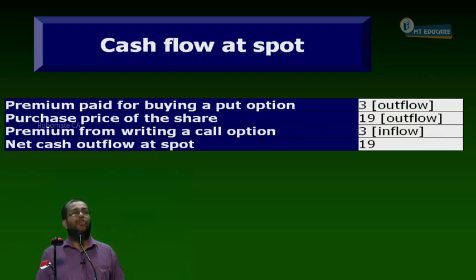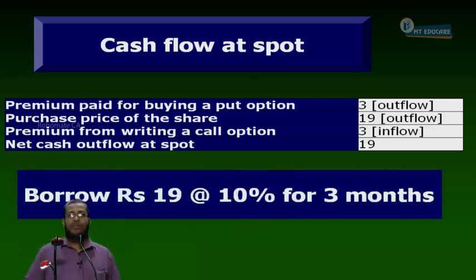No. Where to go for this 19? Pickpocket? What should I do? Borrow. Write down. Continue. Borrow rupees 19. At what percent? 10%. Borrow rupees 19 at 10% for 3 months.